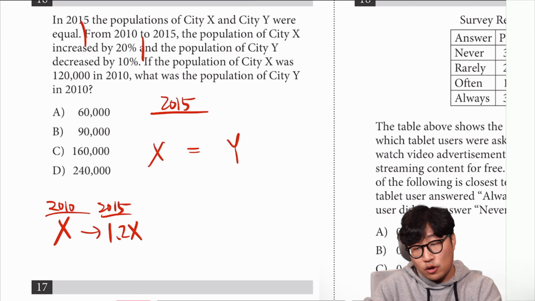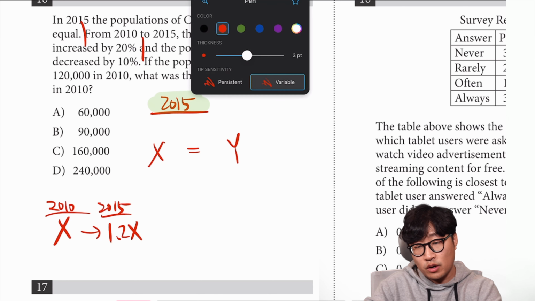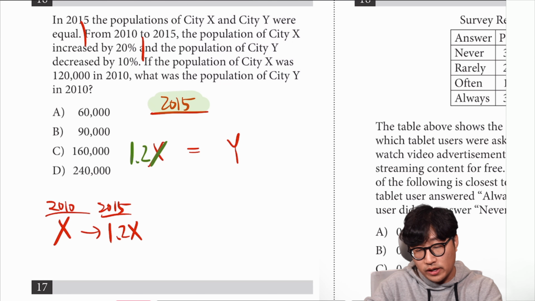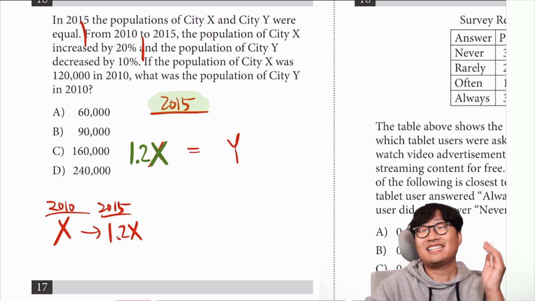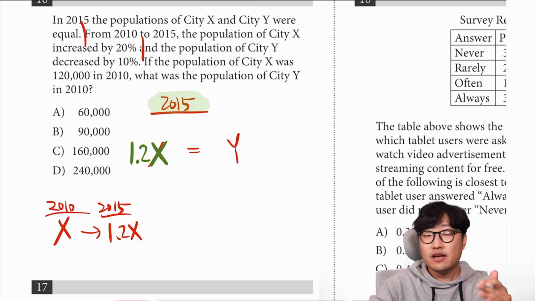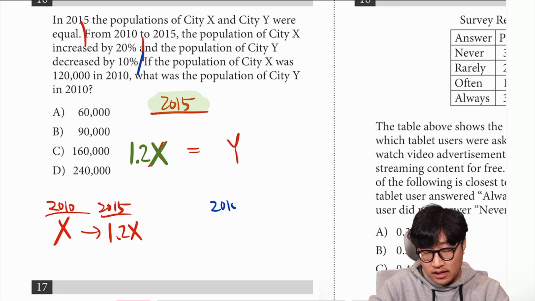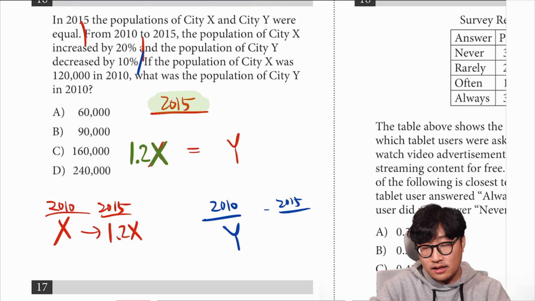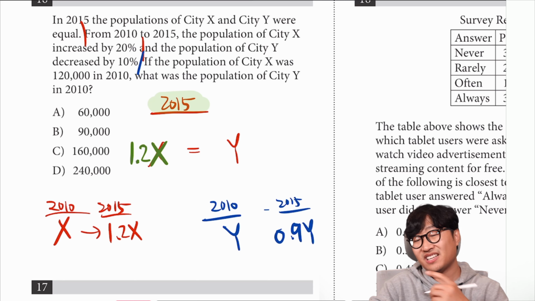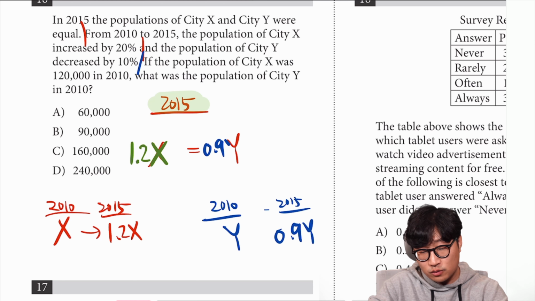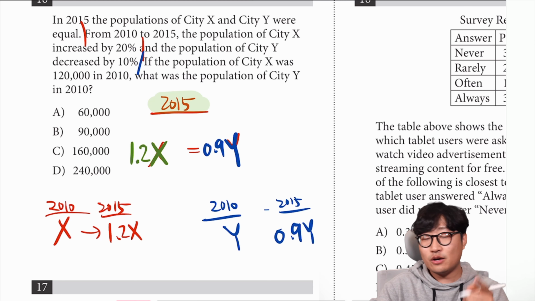So I'm going to have to go back to my 2015 data they initially wrote, and I should replace it with 1.2x, because in 2015 it's not x, it's 1.2x because it went up by 20%. So we're going to do the same thing for the Y as well. The population of city Y decreased by 10%. So from 2010 to 2015, if we started with Y in 2010, the 2015 should not be Y. It should be 0.9Y because 10% is gone. So I'm going to replace that over here as well, 0.9Y. That is how the equation should look.